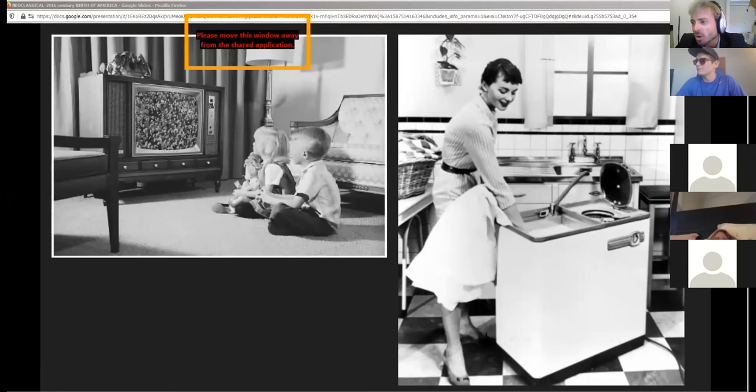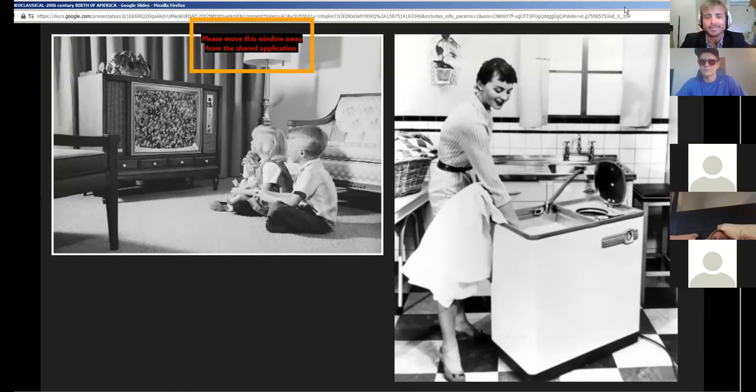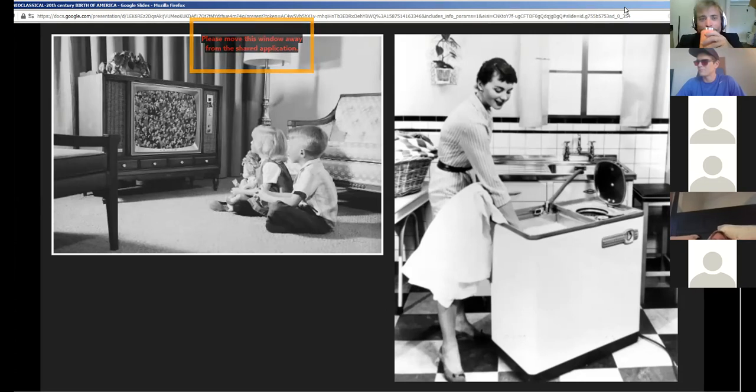Yes. So what's going on the right? What technology are we looking at in the picture on the right? A dishwasher? Yeah, a dishwasher. How do you know it's a dishwasher? Because it looks like there's water and it's like a little machiney thing and she's in a kitchen.